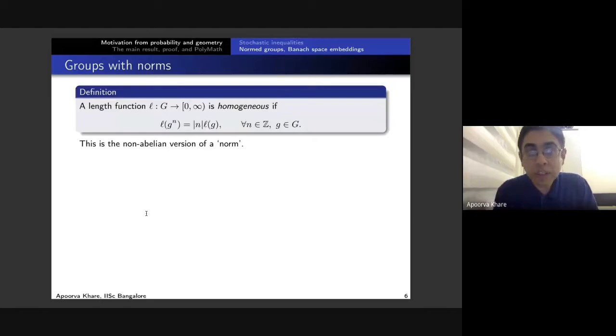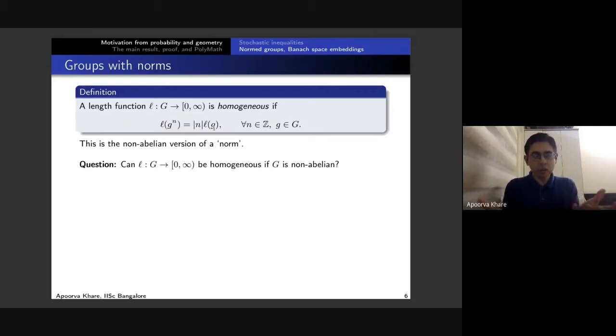So now what is the notion of a norm in the same language of length functions? It is said to be homogeneous if the length of g to the n, the distance from 1 to g to the n, is n times the distance from 1 to g. So that's what homogeneity is. And the question I'm asking is, can a length function on any group be homogeneous if that group is non-abelian?